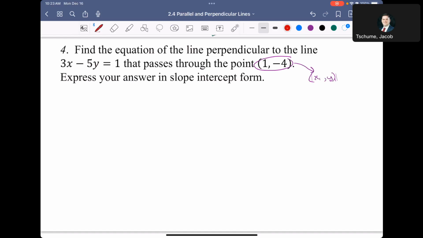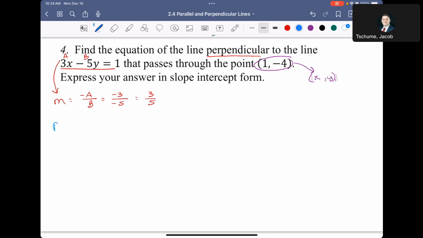The second thing you need is a slope. Now, according to this, we want our line to be perpendicular to this line. So in order to figure out our perpendicular slope, I first need to find the slope of the line that's given to us. And so remember, your slope formula for a standard form is -a over b. And so if I know that my a is 3 and my b is -5, this will be -3 over -5, which just simplifies into 3/5.